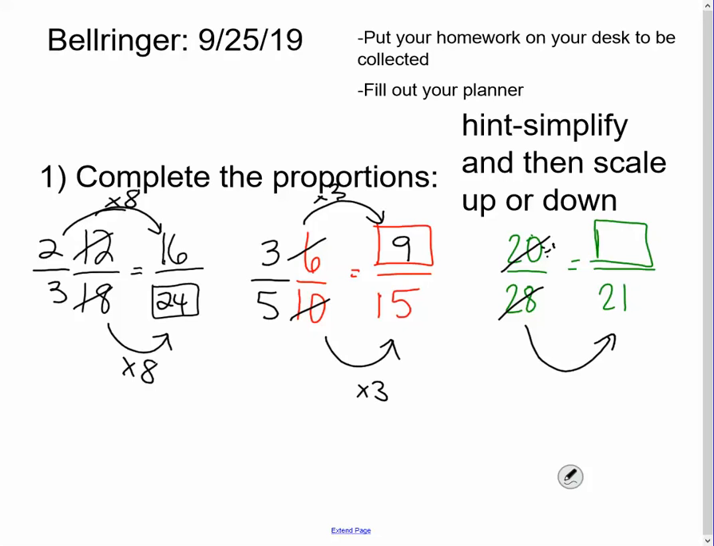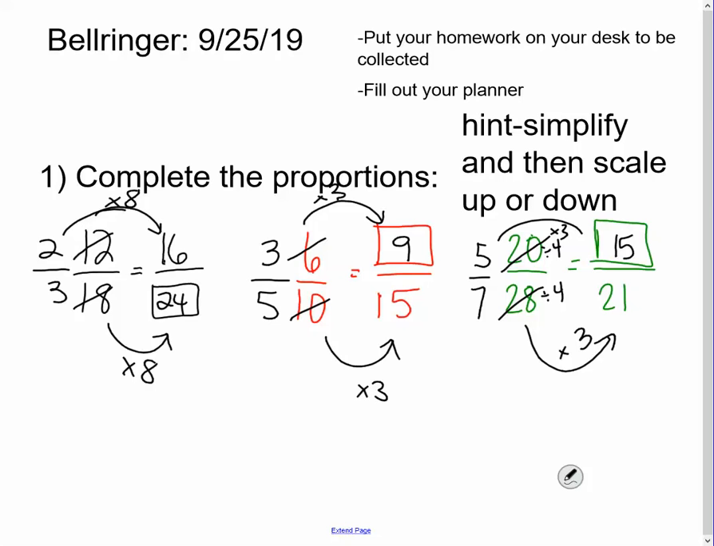20 divided by 4 is what? 5. Everyone? 5. And 28 divided by 4 is? 7, very good. 7 times what gives us 21, Dahlia? 3, very good. So 5 times 3 is? 15, nice job.